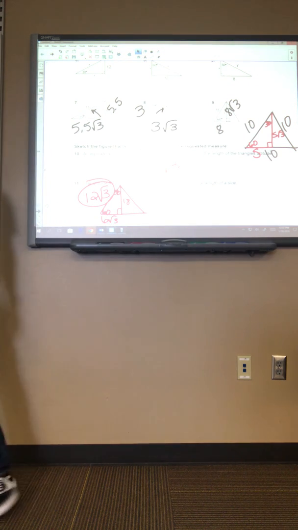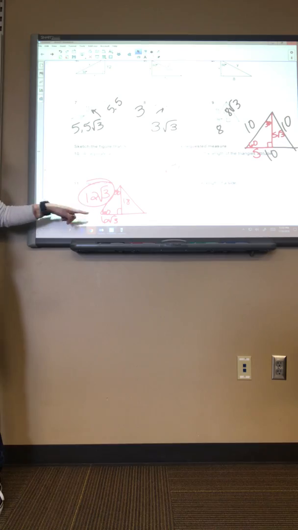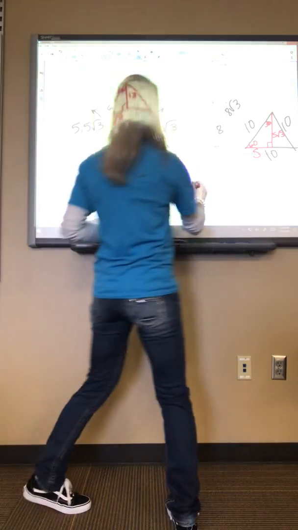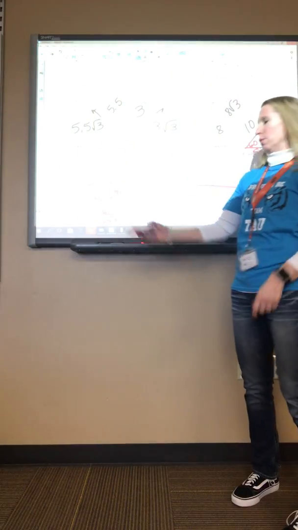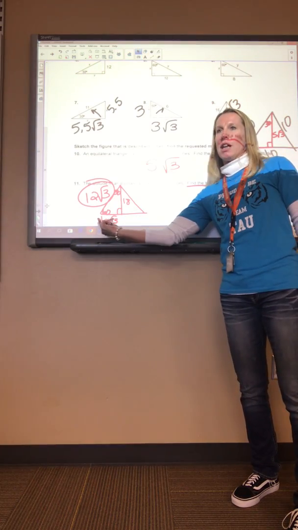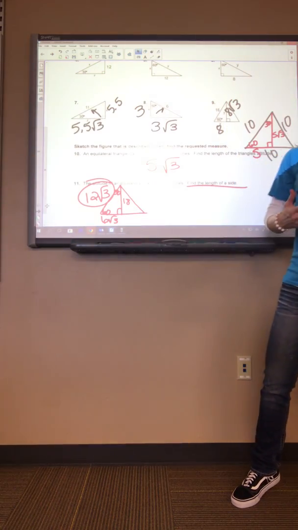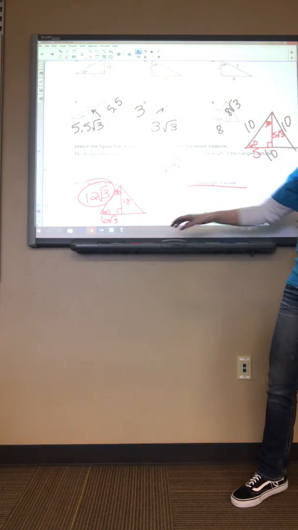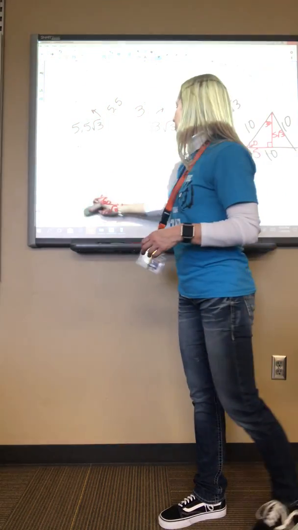Okay, the answer you said, radical? No, I want a whole side of the triangle, which would be 12 radical 3. Because that's just half of a side.